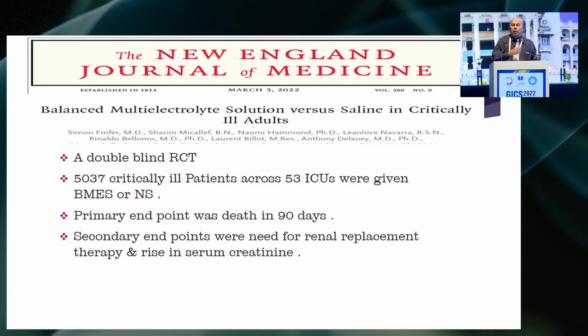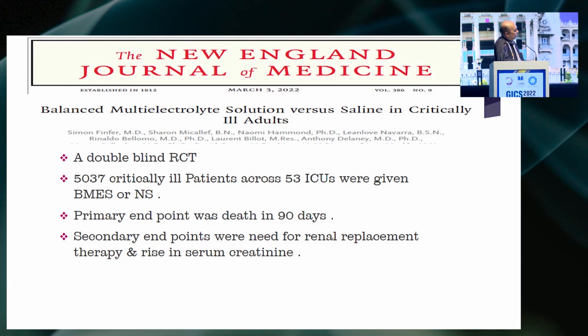The problem is that we got a definitely clear message that we should switch to balanced solutions, and the guidelines were also telling us not to use normal saline, but to use balanced solutions. Then we had this trial from March 2022. It was a proper double-blind RCT, a smaller number but a more stringently controlled trial. 5037 critically ill patients across 53 ICUs were given either balanced multi-electrolyte solutions or normal saline.